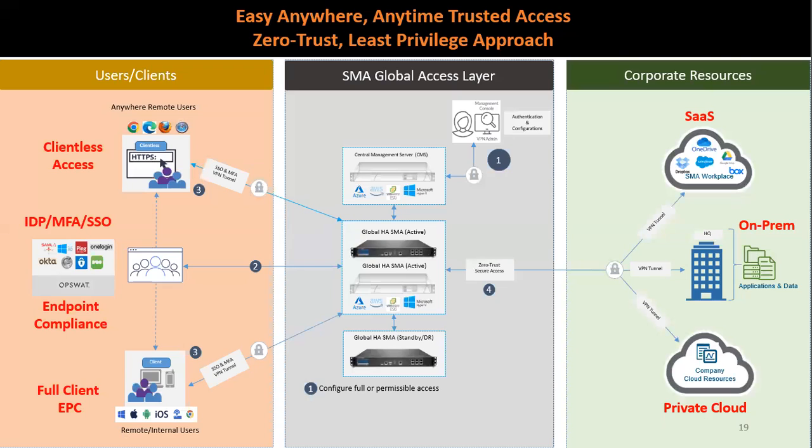For the SMA, we provide easy anywhere, anytime trusted access to the network. No matter whether the user is trying to access via the clientless or using the full client VPN, once they go through our SMA global access layer, they can access their own corporate resources, whether on-prem, in the private cloud, or on a software as a service platform. We support zero trust network access across all the file level and also the user level.